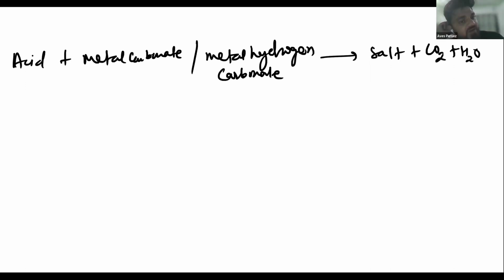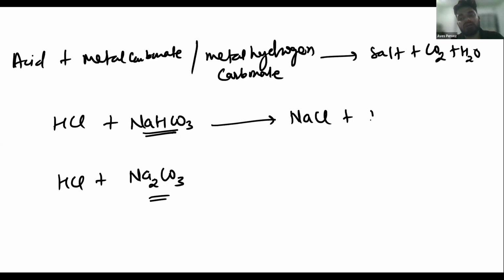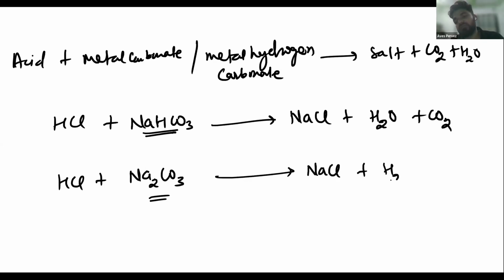Clear, everybody? So whether it is metal carbonate or hydrogen carbonate, for example, if I have HCl reacting with NaHCO3, and HCl reacting with Na2CO3. This is metal hydrogen carbonate, this is carbonate. Both are going to form the same salt, that is NaCl plus carbon dioxide plus water. The difference is only in balancing.